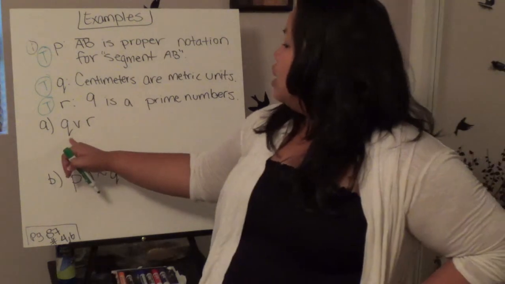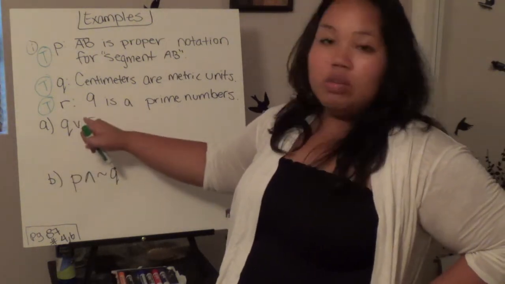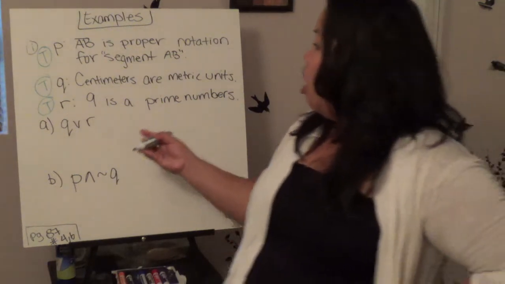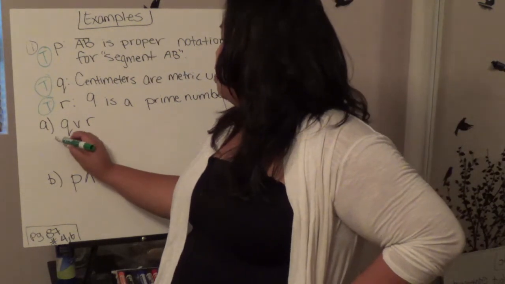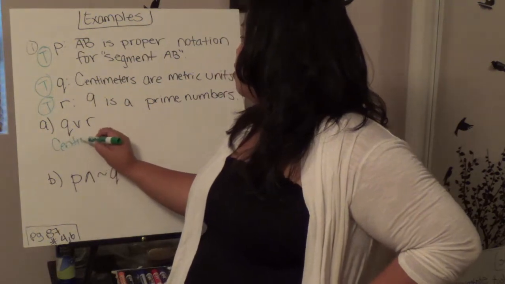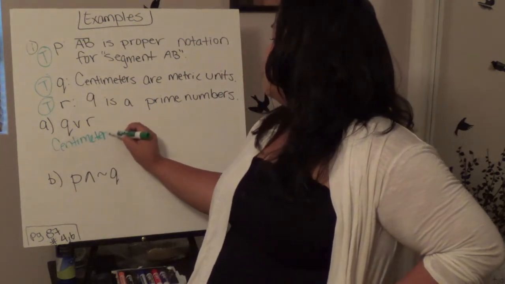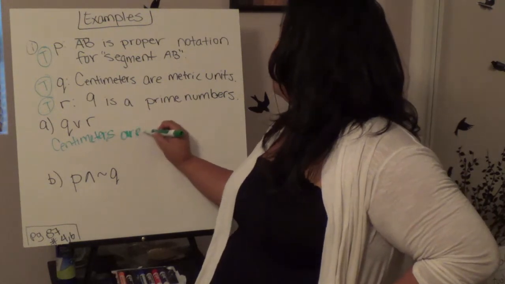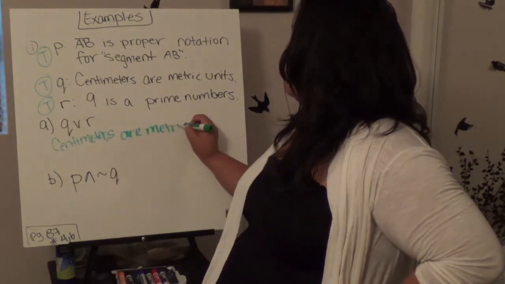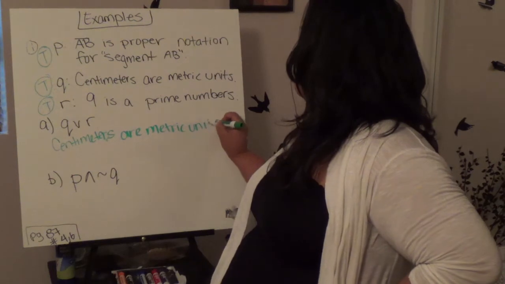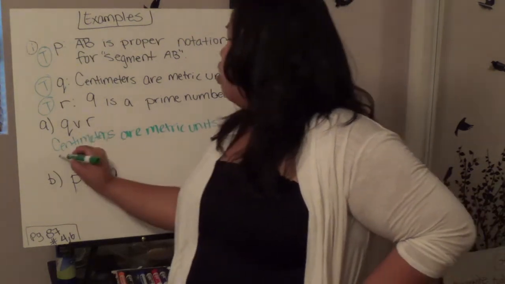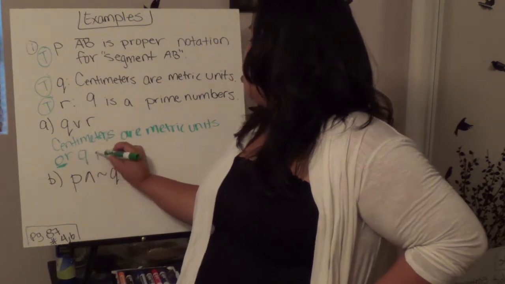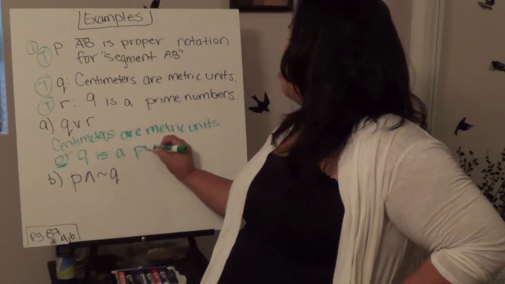So we're going to take the sentence Q, and the upside down arrow stands for which phrase? It stands for or, R. So I'm going to do centimeters are metric units, and then this term right here, or 9 is a prime number.